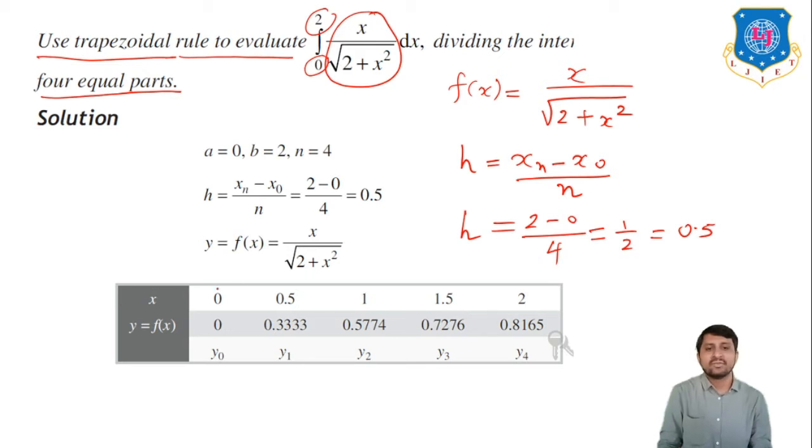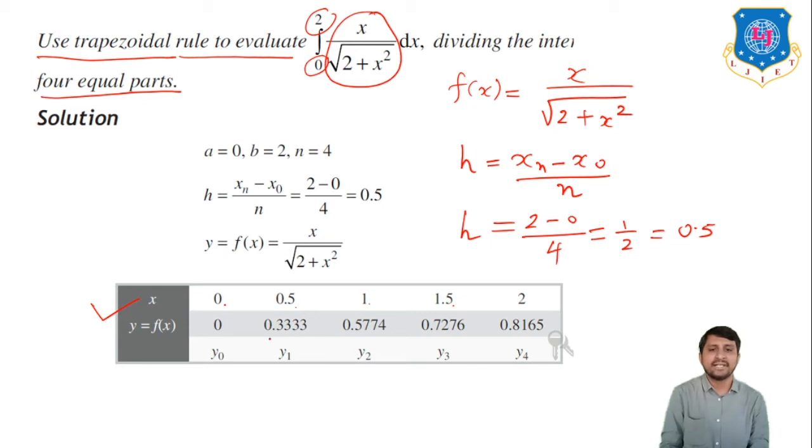So here you can see the values of x: starting with 0, 0.5, 1, 1.5 and up to 2. Now corresponding to all these x, you can easily find the value of f of x using your calculator. Put 0 in this function and you will get 0, then 0.5.